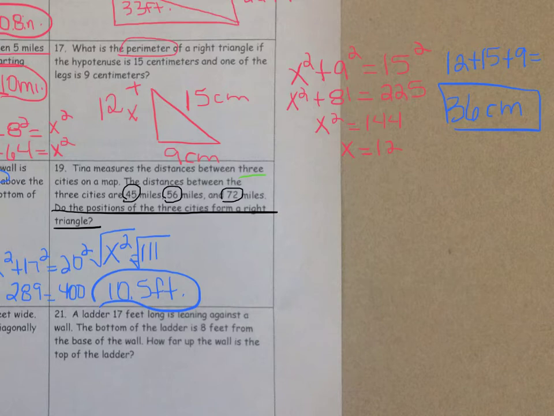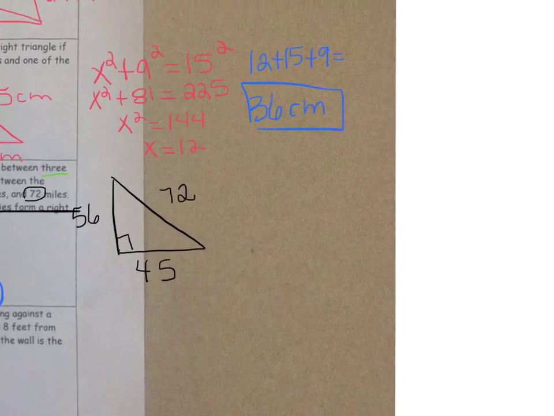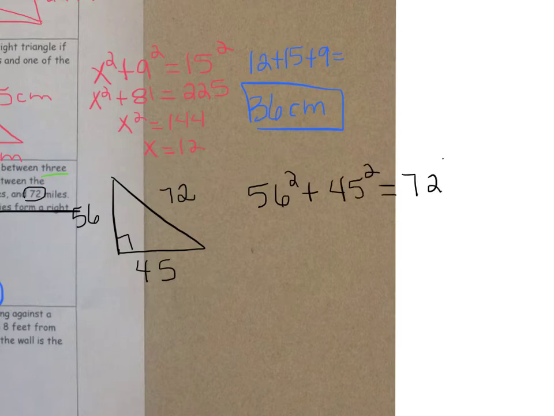Now, we know it forms a triangle, but we don't know where to put the numbers. You should remember that your longest side is always the hypotenuse. And then your legs will be here. Now, in order to prove that this triangle is a right triangle, it has to fit into the Pythagorean theorem as a true equation.